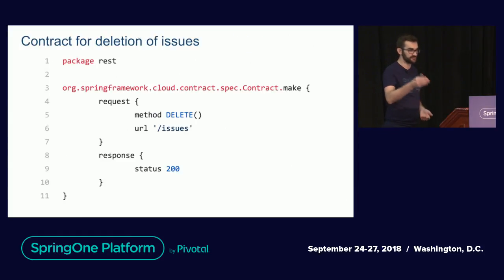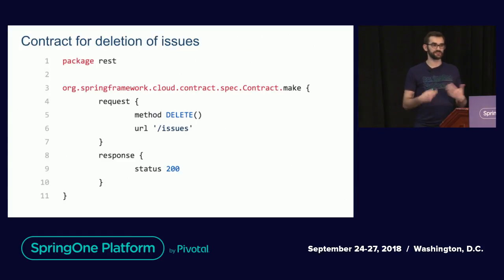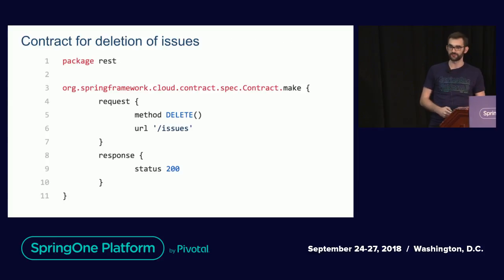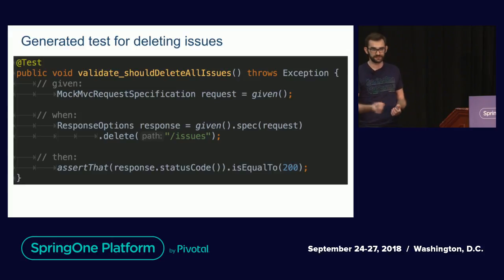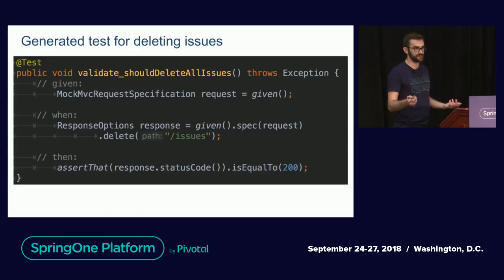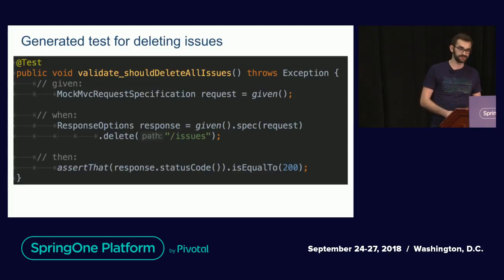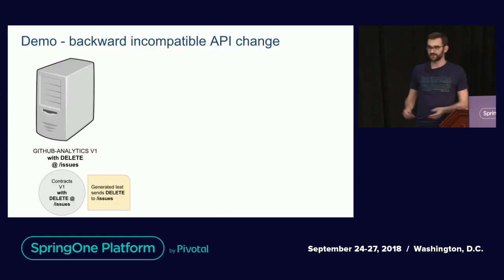We have a method delete, URL issues. If you send such a request, you're going to get status 200. Such a test will be generated where we say, we're going to send a request with a delete method to endpoint issues. If that's the case, we're going to verify if the status code is 200. Great, we've gone to production, awesome.